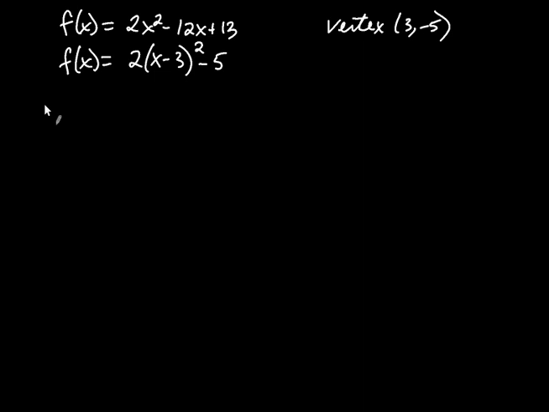Okay, let's find the y-intercept first, because that's easier. To find the y-intercept, actually this first form is easiest to use. All you have to do is set x equal to 0. When you find the y-intercept, you set x equal to 0, and you get y is equal to positive 13. And so the y-intercept has coordinates 0, 13.